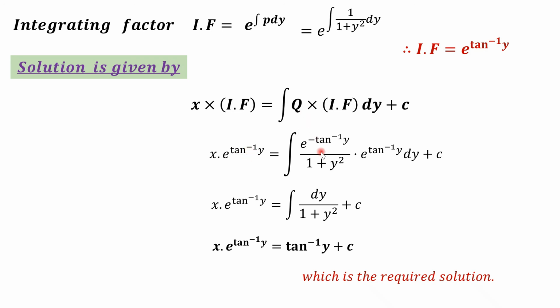The value of q from the previous slide is e to the power minus tan inverse y upon 1 plus y square, and the value of I.F. is e to the power tan inverse y. This e raised to power minus tan inverse y and e raised to power tan inverse y get cancelled. Remaining is 1 upon 1 plus y square. Now integrate 1 upon 1 plus y square with respect to dy. We get tan inverse y. That is, x times e to the power tan inverse y equals tan inverse y plus c. That is the solution.